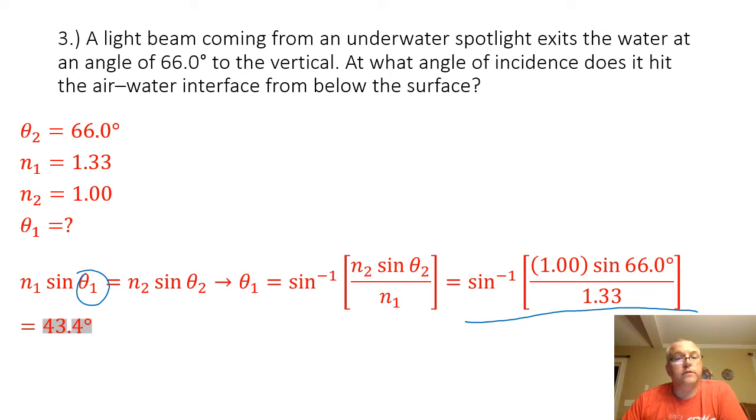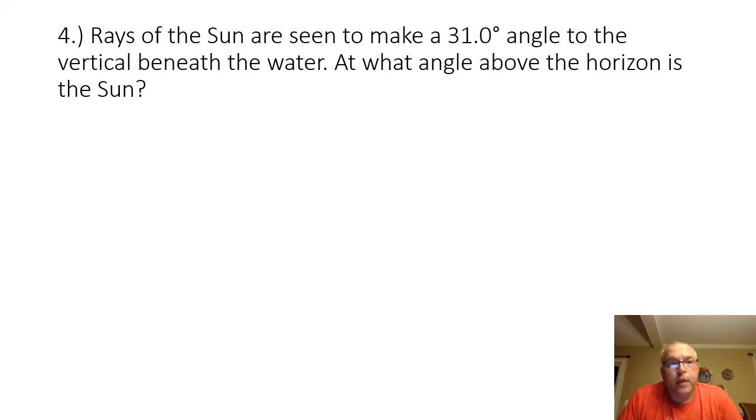43.4 degrees. Problem 4. Rays of the sun are seen to make a 31.0 degree angle to the vertical beneath the water. At what angle above the horizon is the sun? So we are given the angle of refraction of the ray of light into the water, and that is 31.0 degrees. The index of refraction for the air, which is n1, is going to be 1.00, and my index of refraction for water, n2, is 1.33.